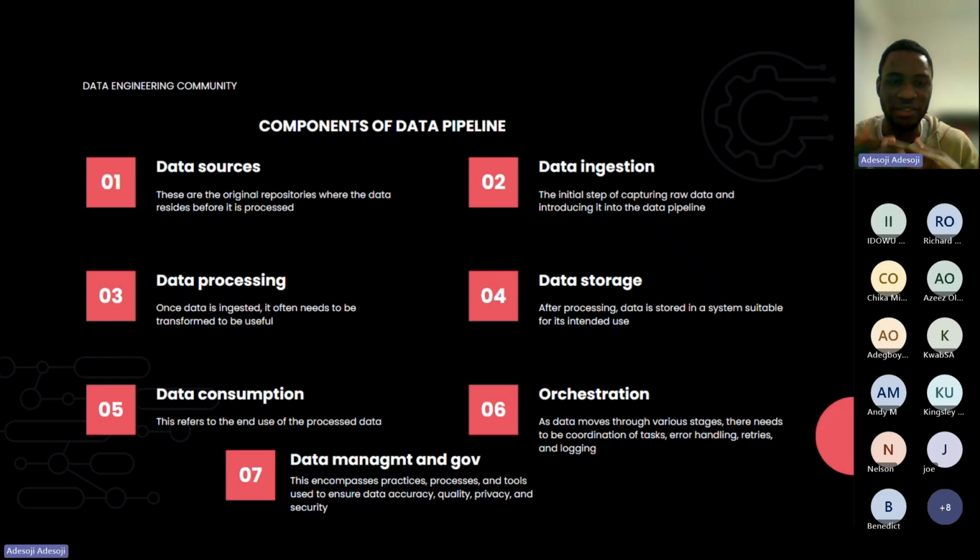So these are the original repository where the data resides before it's being processed. It can be anywhere. It can be in the form of an API. It can be in the form of sensor data. It can be sitting in a transactional database. It can be sitting in a flat file, in terms of Excel, CSV, Notepad, anything. So these are the original sources, the original repository where your data is residing before you process it or before you ingest it into your pipeline.